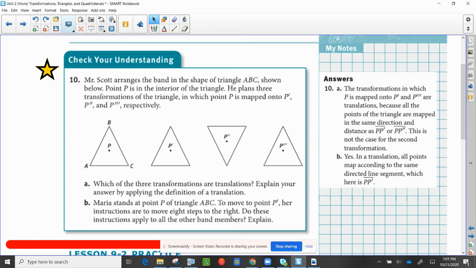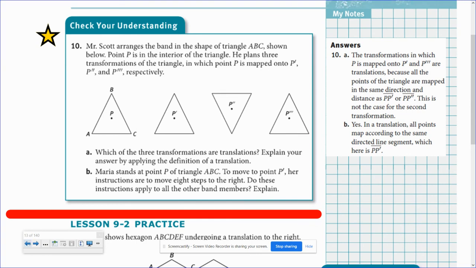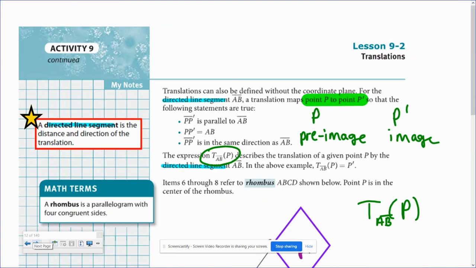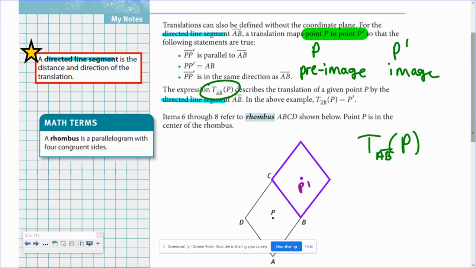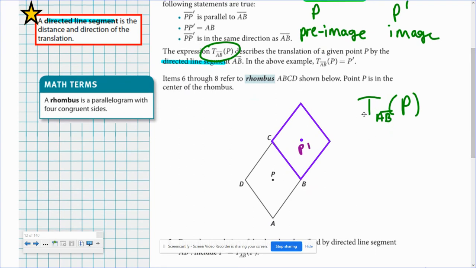So the big takeaways from today's lesson: a translation is just a movement along the coordinate plane or along a picture, and there's some notation. P prime implies that that's your next image after you do the transformation. And just knowing that notation, how to read this if it's written in this kind of form.